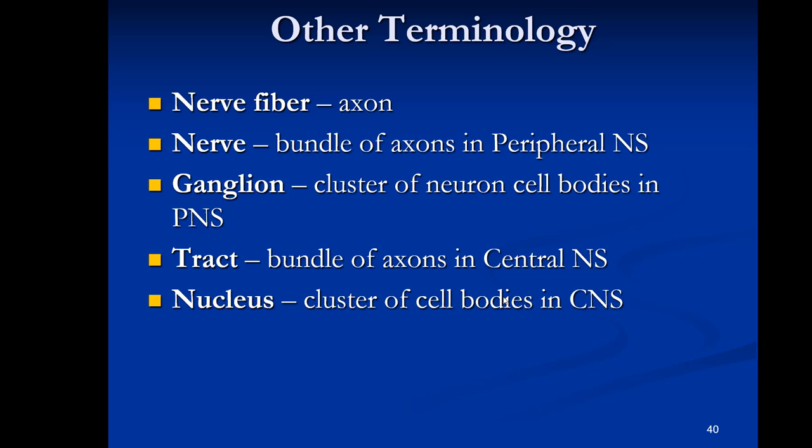Then oftentimes these neurons communicate at places where you get a bunch of just cell bodies clustered together. So a cluster of neuron cell bodies in the peripheral nervous system is called a ganglion. You'll see a lot of that when we talk about the autonomic nervous system. And then if you get that same thing in the central nervous system, it's called a nucleus. So this is different from the nucleus we've talked about of cells. So a cluster of neuron cell bodies in the central nervous system is called a nucleus.